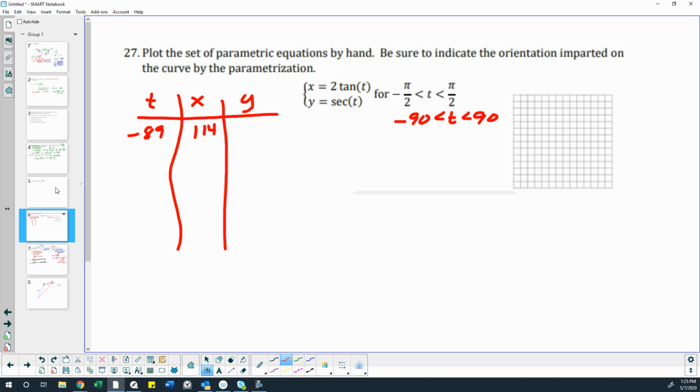I'm using a calculator that doesn't do secant, so I need to use 1 over cosine, right? So 1 divided by the cosine of, oh, I didn't do negative 89, I did positive 89. So if you were following along and were like, wait, how did she get that? I don't know if the answers are just the opposite for the other ones. Are they just negative instead?